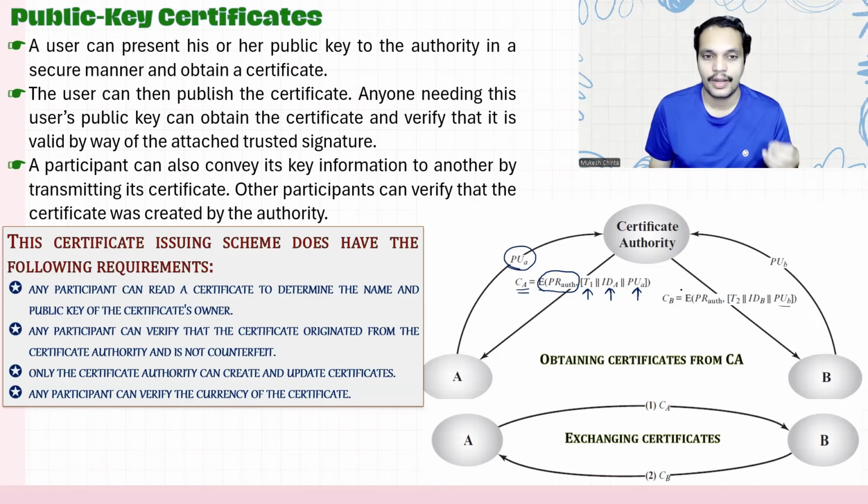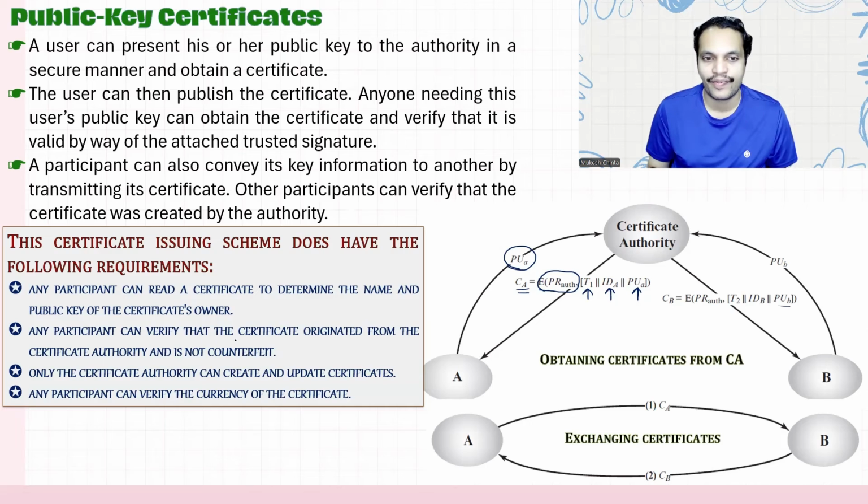This certificate scheme does have some requirements. It has to satisfy these requirements. What they are is, any participant can read a certificate to determine the name and public key of the certificate's owner. That means if A receives CB, he should be able to read the contents of CB, to whom it belongs, and what is the public key of B.